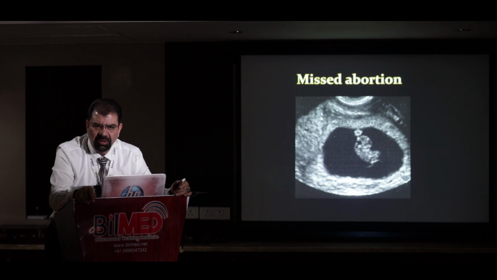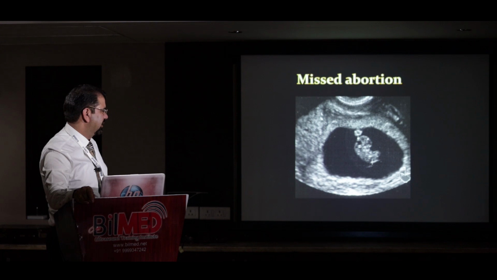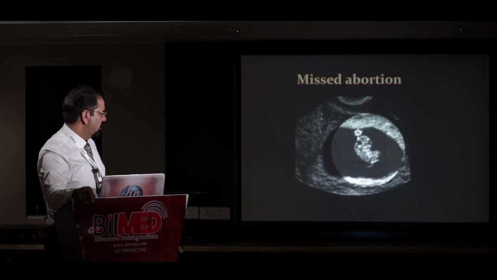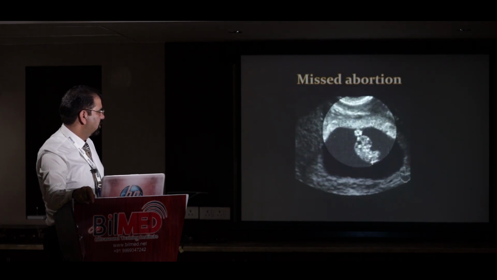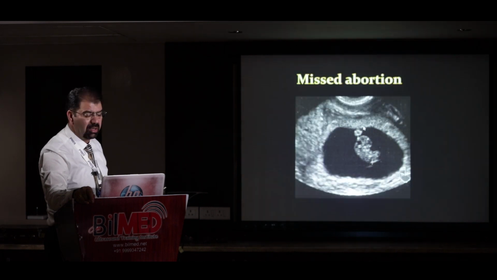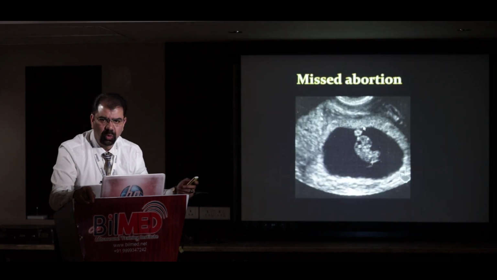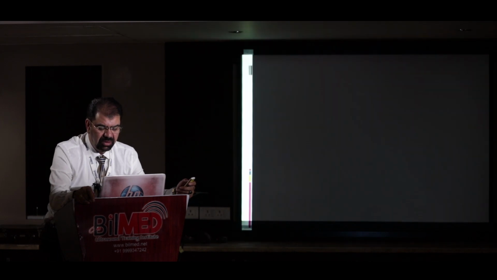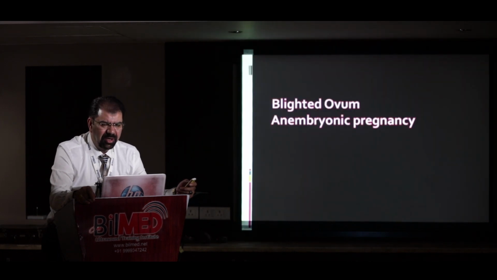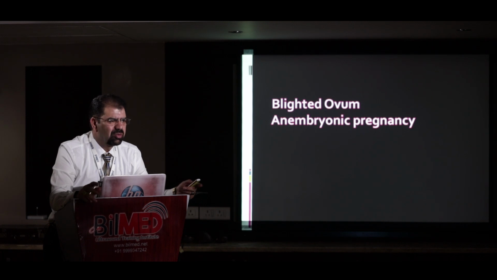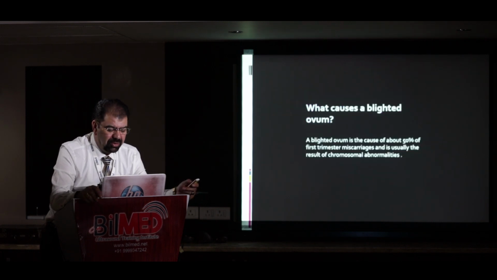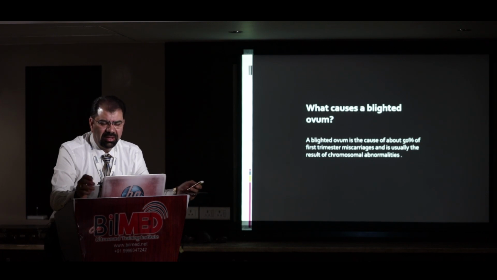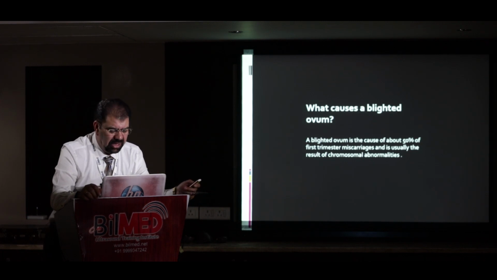Try to make out the use of the yolk sac and the CRL in this case. For example, the fetal yolk sac is telling me that something is abnormal. If not now, it is abnormal. Please do take care of that. So blighted ovum, an embryonic pregnancy, means that there is no embryo in it. There is no embryo. So with a blighted ovum, the causes are mostly chromosomal abnormalities.